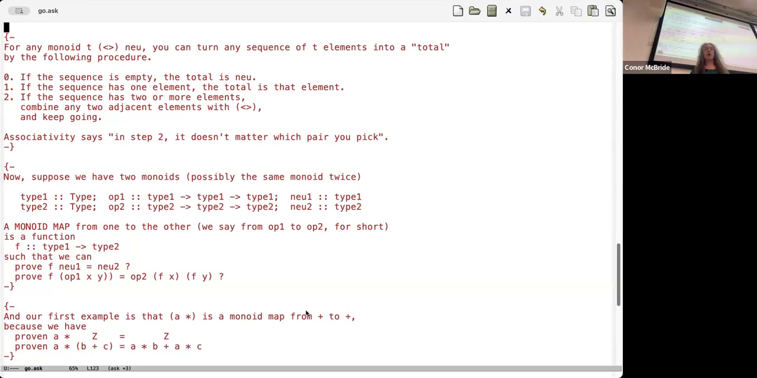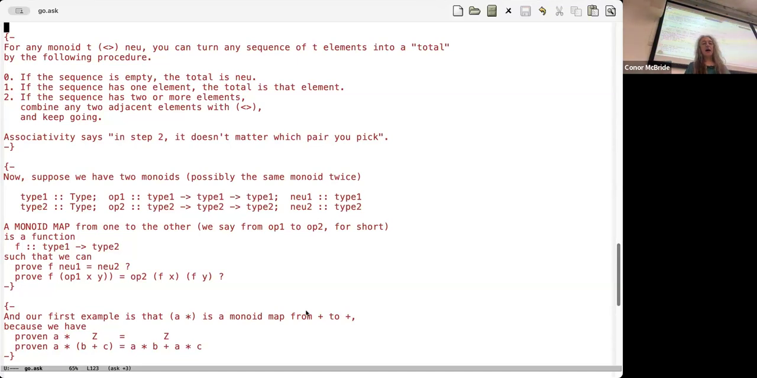So what's a monoid map? Let's say we have two monoids. I've just called them type 1, op1, new 1, type 2, op2, new 2. A monoid map is a function that maps values in type 1 to values in type 2 that behaves in a very special way.